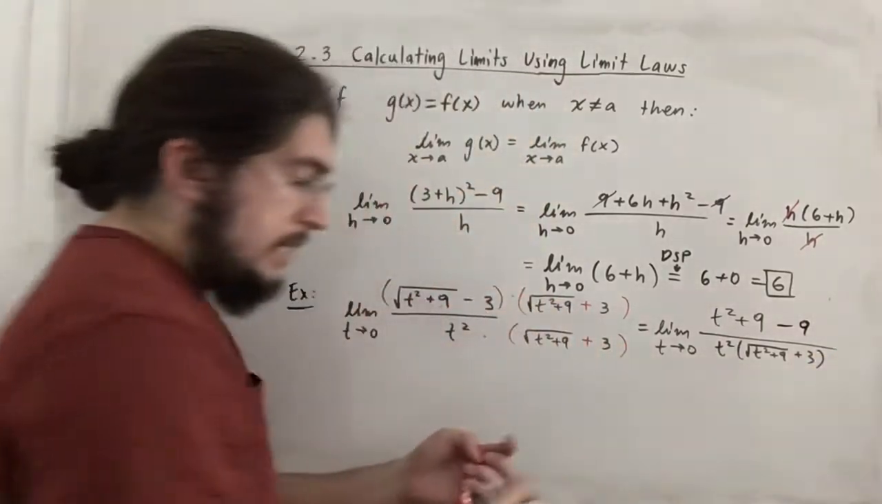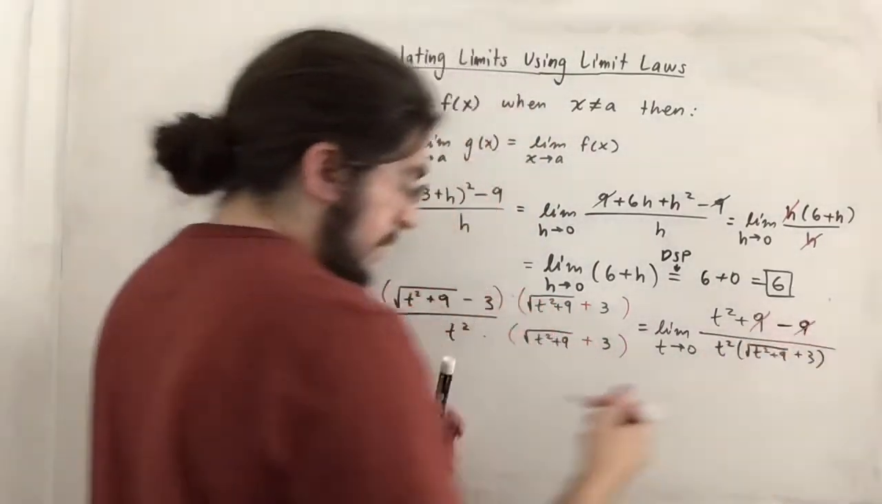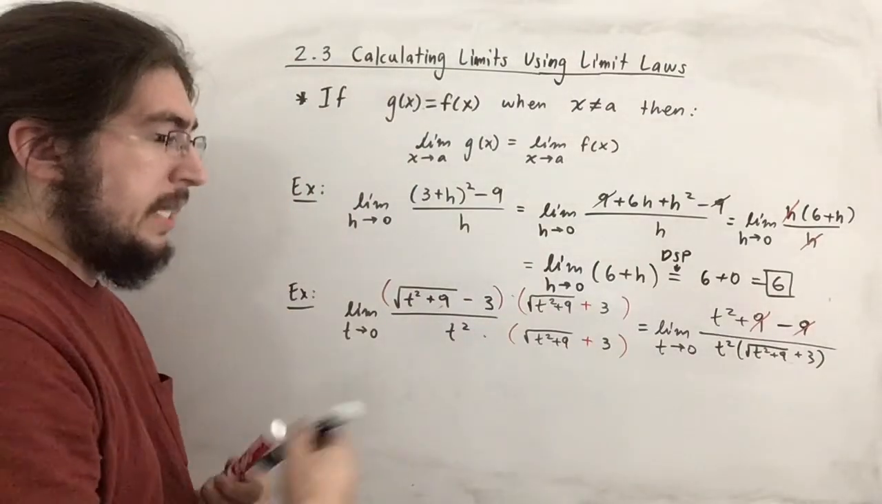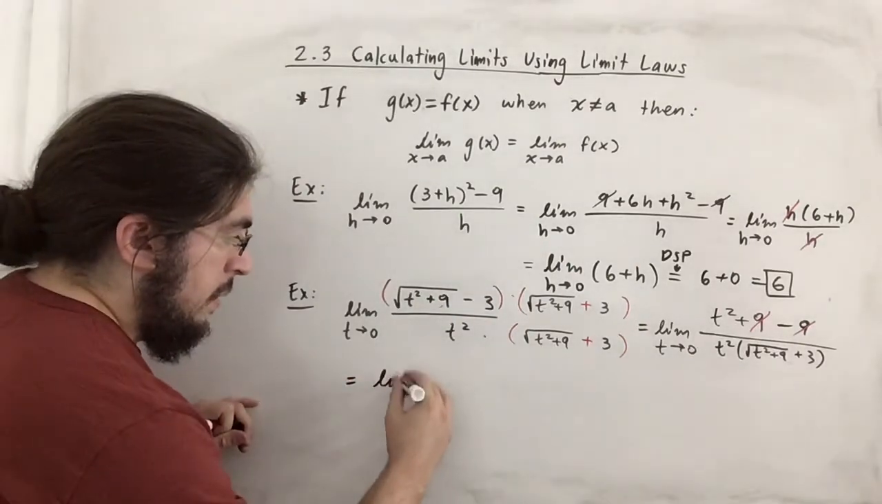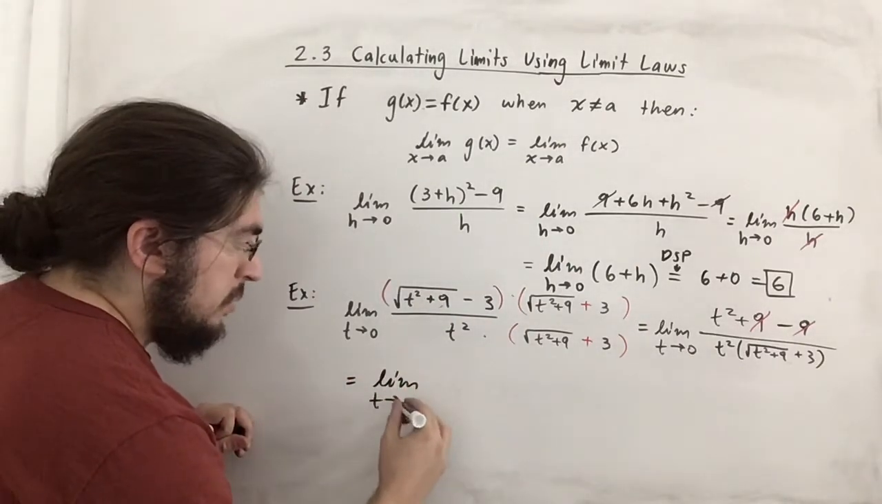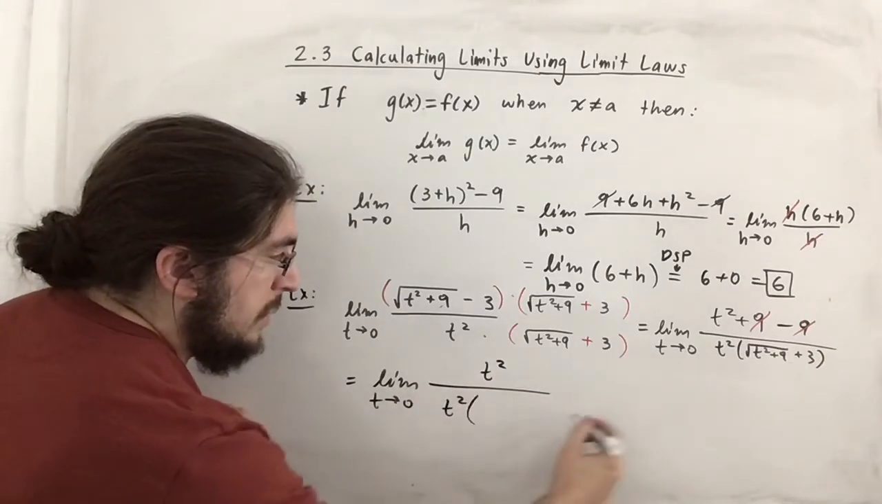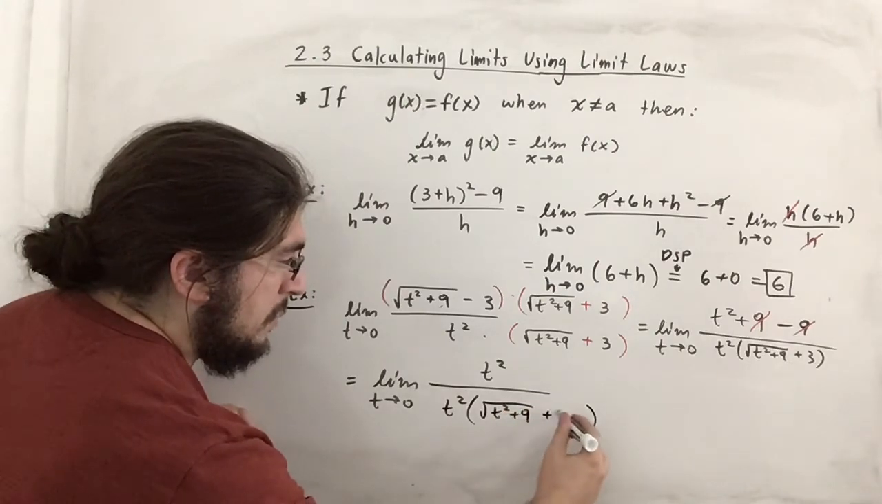Perfect. So now what do you notice happens? Well, these 9s definitely cancel out. So we end up getting t squared over this, but then the t squareds cancel. So just so I'm not being super sloppy, I'm going to write it, even though we can kind of see it already: the limit as t goes to 0 of t squared over t squared times that conjugate quantity, radical t squared plus 9 plus 3.